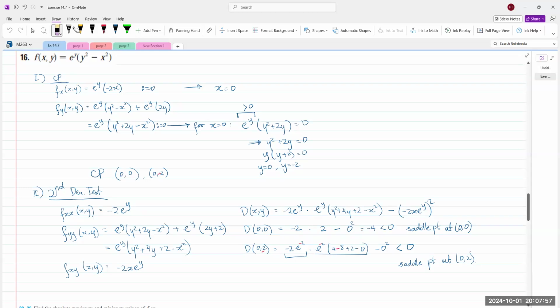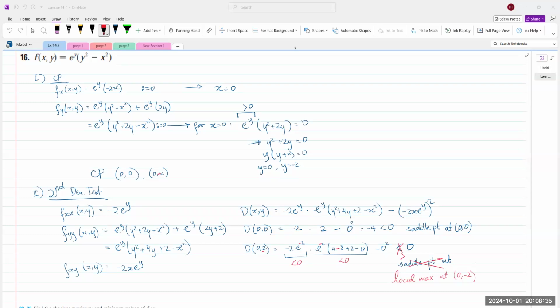Okay, so it's not at 0, 2. It's at 0, -2. So this is still negative here. This is negative here. And this is also negative, huh? So it becomes positive. Sorry, this is positive. So it's not a saddle point. My bad. That's actually a local max at 0, -2. Okay, let's see the picture again.